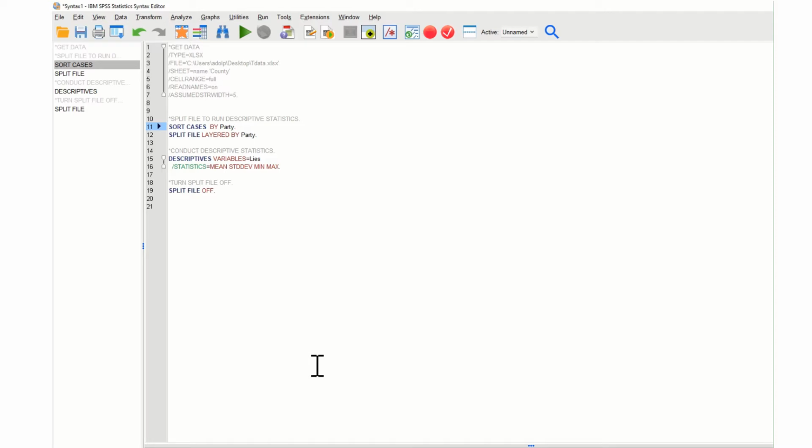In the case that you have two or more groups that are grouped by a variable, you should split your variable using split file to get descriptive statistics for each group. Now, I already have my data from using the syntax from the last video, and I have my syntax to now split file. As you can see, I'm going to first sort the cases by the variable. This is my independent variable, party, which is political party broken up into two groups, Democrats and Republicans.